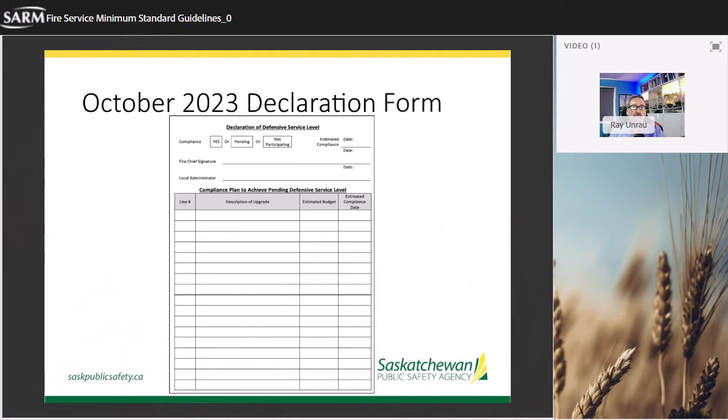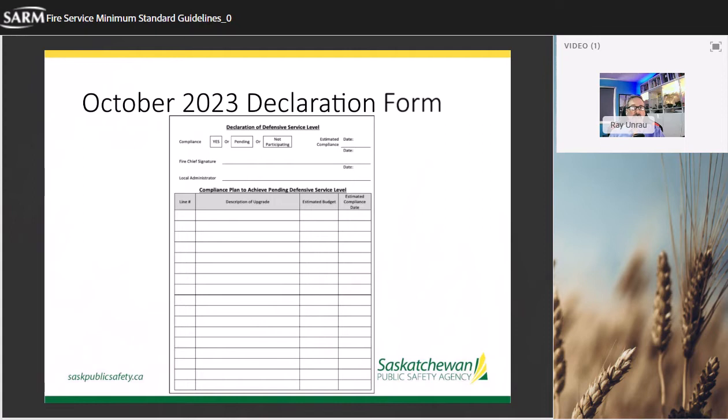Now, when you get to the October 31st deadline, this is what we're hoping you're able to do. You can see there's a yes box, a pending box, or the not participating box. The yes and the not participating are fairly obvious. You'll date them and sign them.